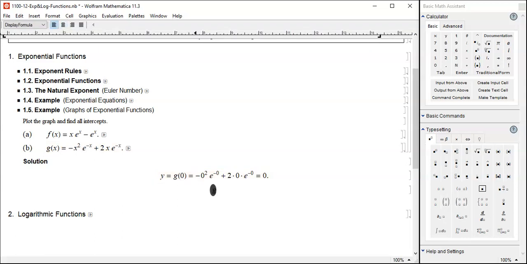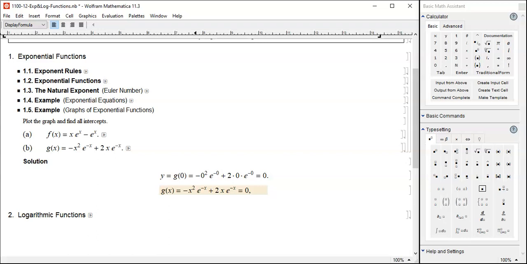How about the x-intercept? And that is negative x squared e to the negative x power plus 2x e to the negative x power is equal to 0, and I have to solve for x. Again, the first step of a transcendental equation is not panicking. Don't panic. And the next step is set the right-hand side equal to 0 and factor it. It's already 0, so factor it.